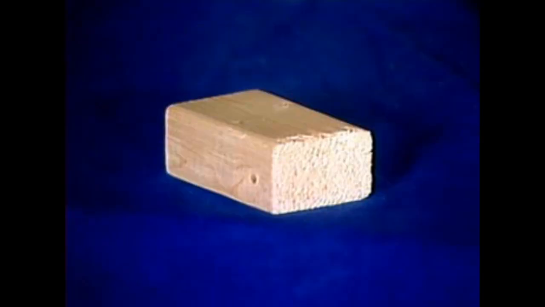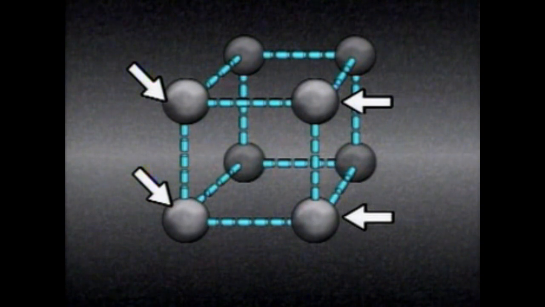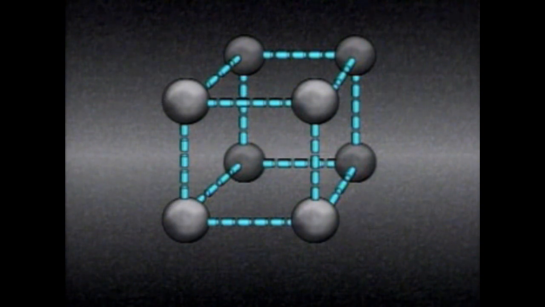Let's take a closer look now at the three phases of matter. We'll start with solids. As we've seen, solids have a definite shape and a definite volume. Solids retain their shape and volume because of their molecular structure. Each sphere represents a molecule. The molecules fit together in an arrangement called a lattice structure or crystal structure. This one has an orderly geometric shape.